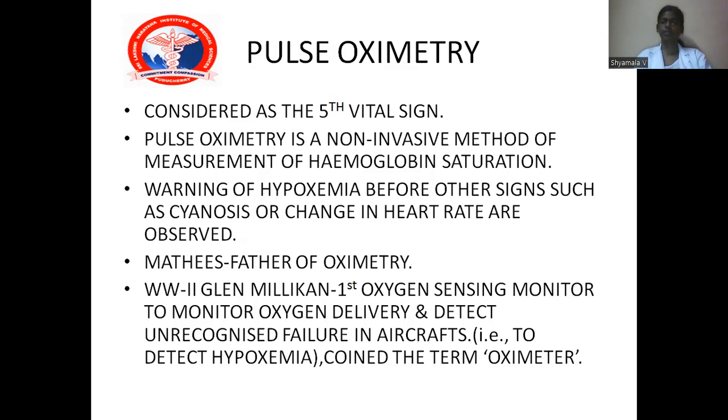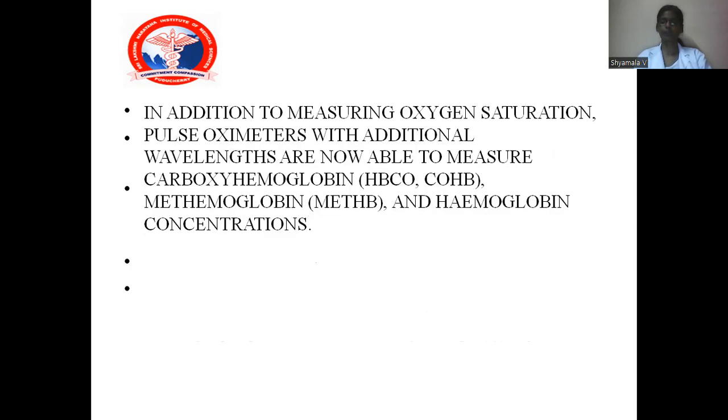It helps to detect hypoxemia even before the clinical signs of hypoxemia occur, such as cyanosis or change in heart rate. Mathis, who is known as the father of oximetry, and Glenn Millikan first used the oxygen sensing monitor to monitor oxygen delivery and detect unrecognized failure. He is the one who coined the term oximeter.